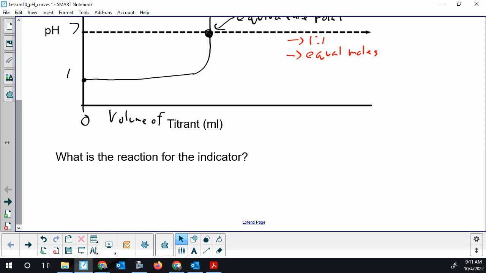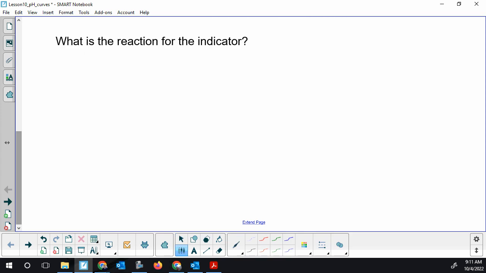We're going to need an indicator. We're going to talk a little bit about indicators now. We're going to talk about that phenolphthalein, and then I'm going to add the colors in to that graph.